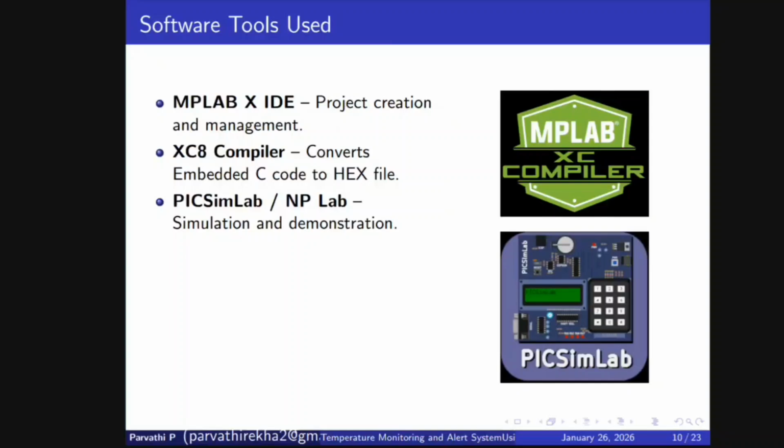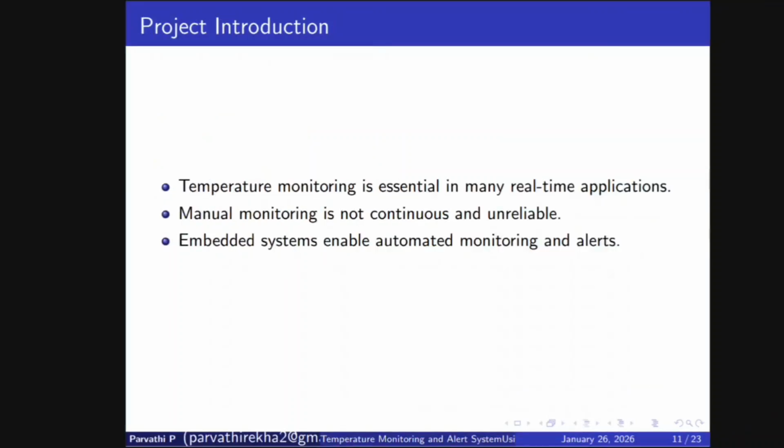Now, coming to the software tools used in our project development, we used the MPLAB IDE for creating, coding, and managing the project. The XC8 compiler was used to compile the Embedded C program and convert it into a hex file, which can be uploaded to the PIC microcontroller. In addition to this, we used PIC SimLab to simulate the circuit and demonstrate the working of the project, which helped us in testing and validating the design before implementation.